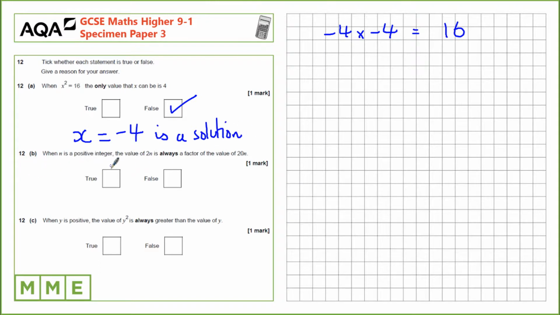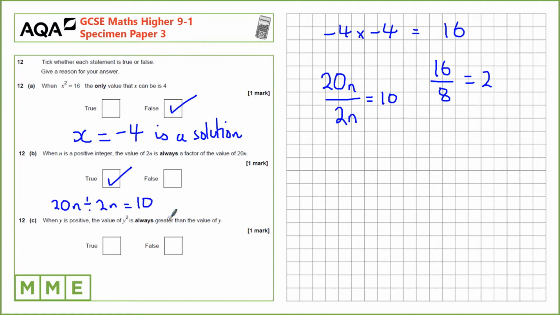12b, when n is a positive integer, the value of 2n is always a factor of the value of 20n. So we're going to try and divide 20n by 2n, and if this is possible, 2n is a factor, in the same way that if you had 16 and we divided by 8, it's a whole number, so we know 8 is a factor of 16. So 20 divided by 2, that's 10, and n divided by n, that's simply 1. We just don't need to write anything. Since that's a whole number, the value of 2n is always a factor of the value of 20n, so true. And our reasoning is simply just this calculation. 20n divided by 2n equals 10, so it's a factor.